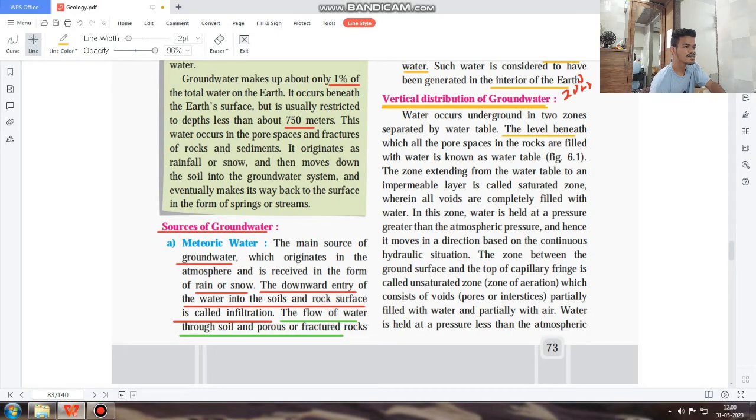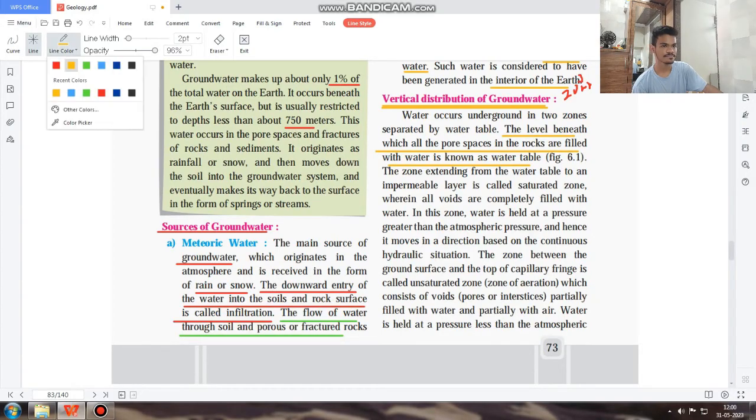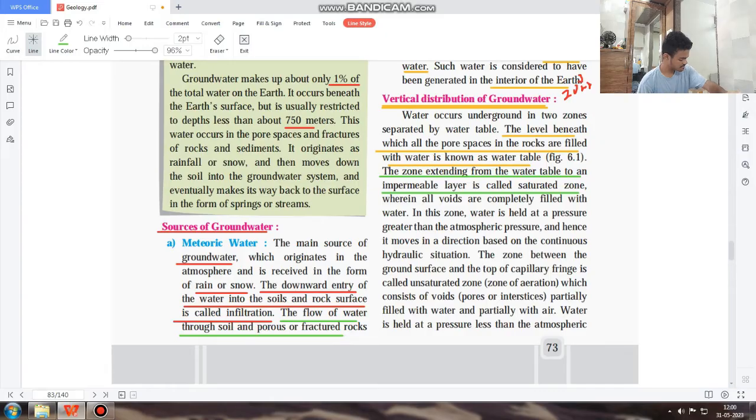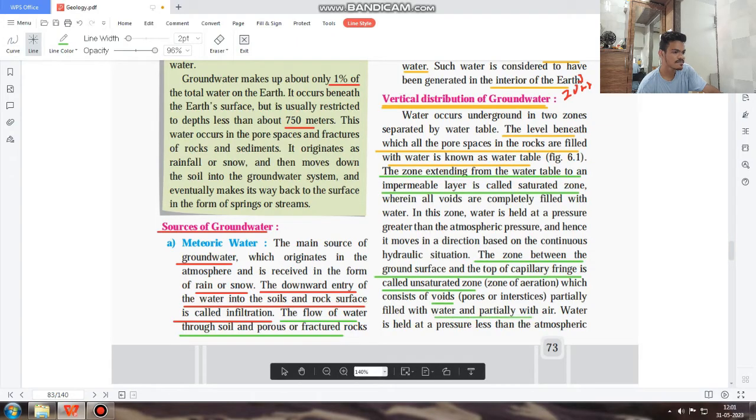The level beneath which all pores in the rocks are filled with water is called the water table. This is the point I'm underlining, that you have to remember. Next, the zone extending from the water table to an impermeable layer is called the saturated zone. The zone between the ground surface and the top of the capillary fringe is called the unsaturated zone, which consists of voids partially filled with water and air.